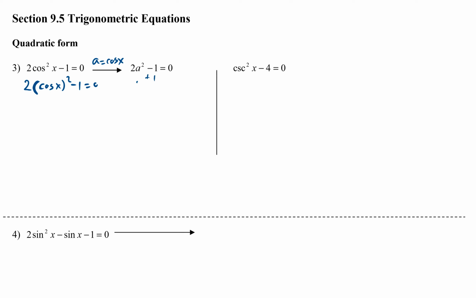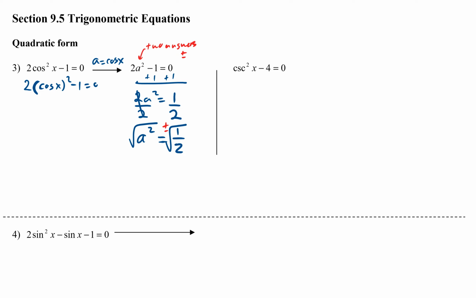So we move the 1 over, and then we divide by 2. And we end up with a squared equals a half. And then continuing to solve. So if you remember, we have two answers here. And with our square root, we're going to get that plus or minus. So that's where our plus or minus goes. So we end up with plus or minus square root of 1 over square root of 2.